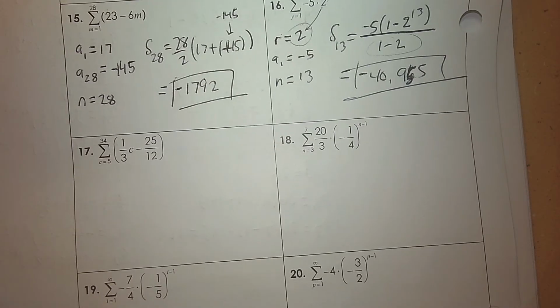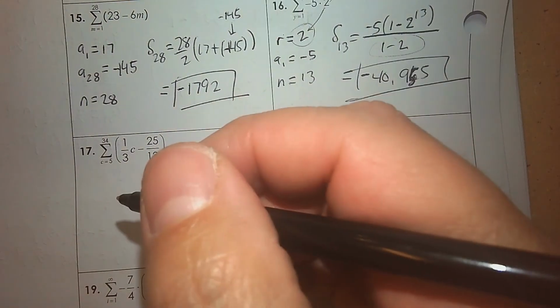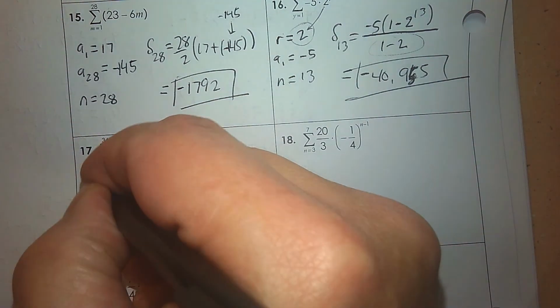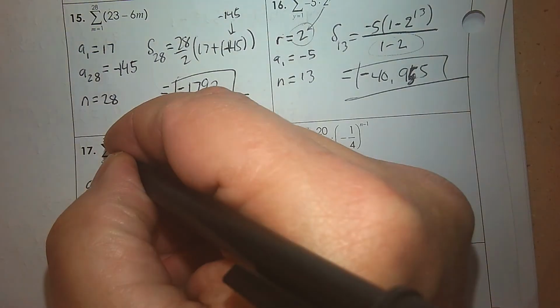Davian, look at number 17. Is that geometric or is it arithmetic? Arithmetic, because it is a linear rule, right? So I need to know 3 things. You ready? What's A1? What do I need to plug in? No, what's on the bottom? Don't be fooled. Oh, 5.